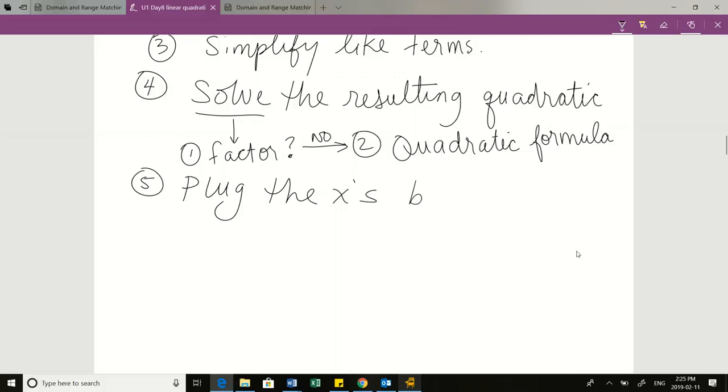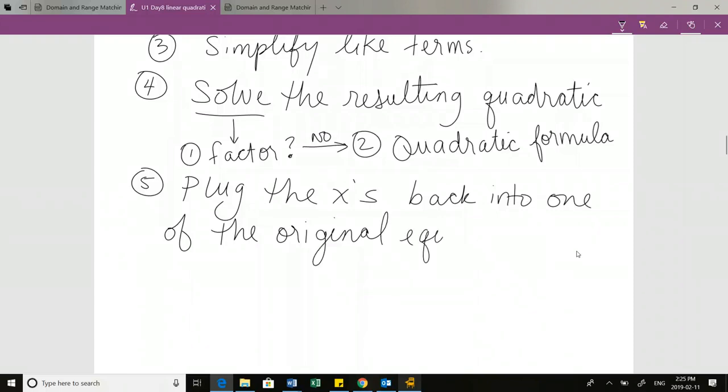So we're going to plug the x's back into one of the original equations. And then we should have our points. Okay, or sometimes if there's no points of intersection, we won't have to do really any of this. So far, so good? Okay, let's see if we can apply these.